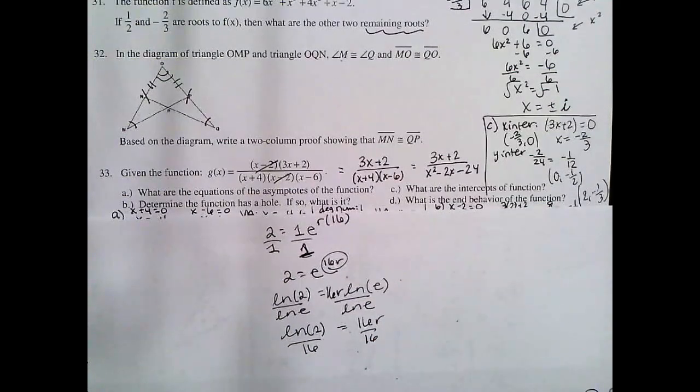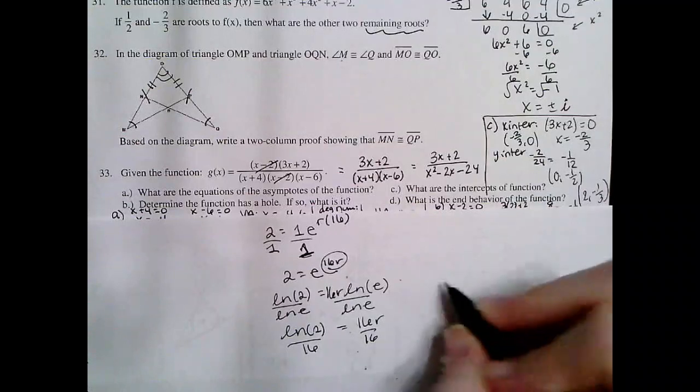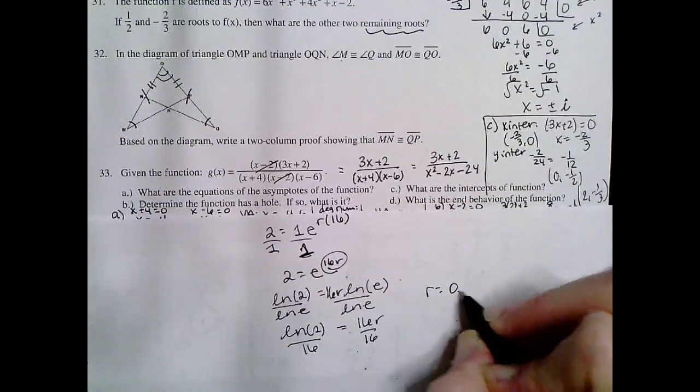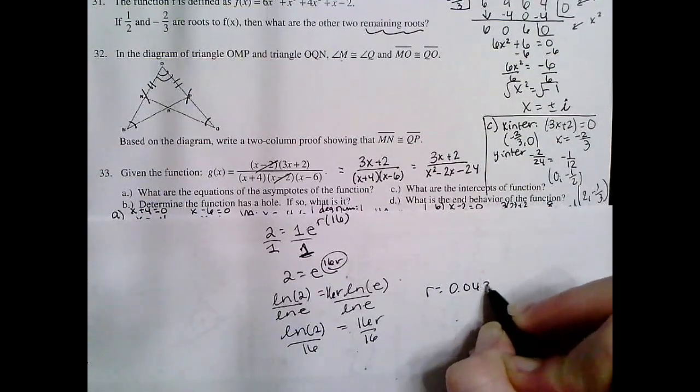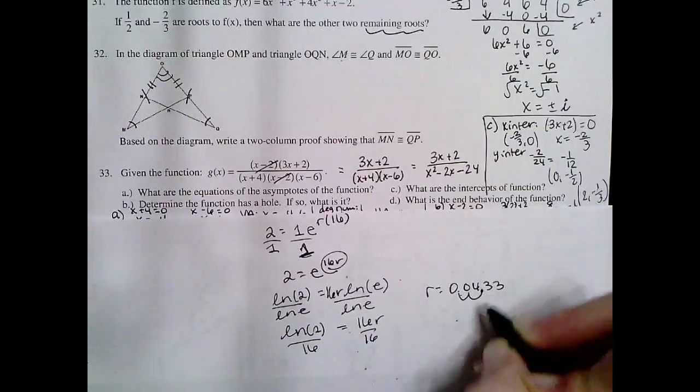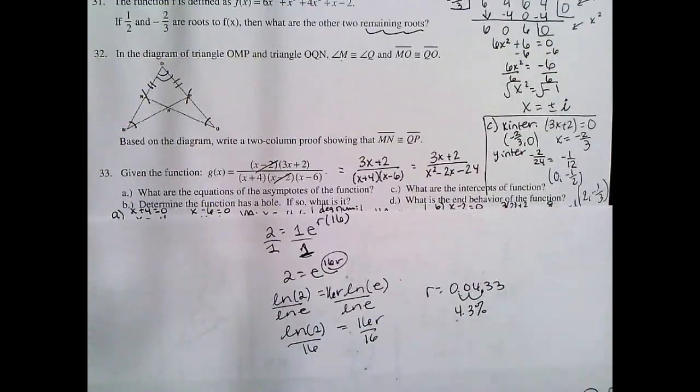So you're doing ln of 2 divided by 16 in the calculator. R equals 0.0433, etc. Move your decimal. 4.3% is your rate.